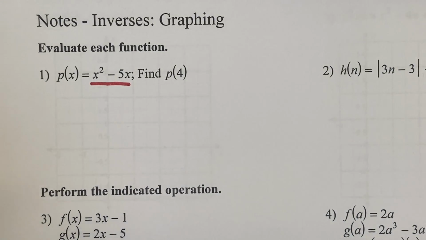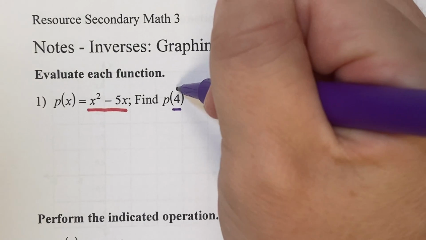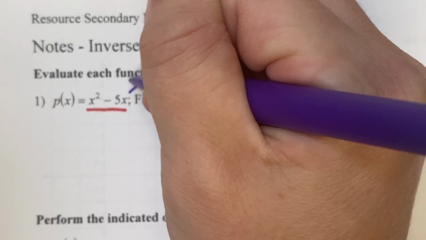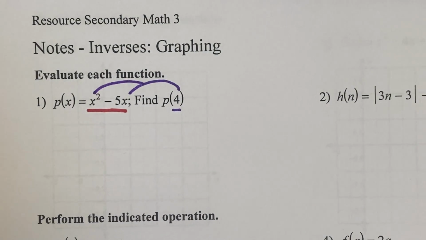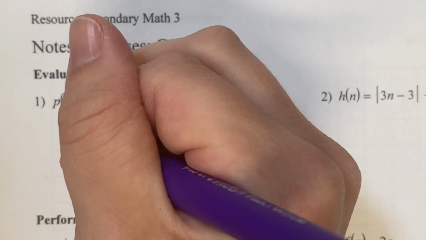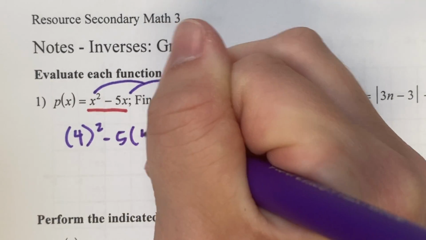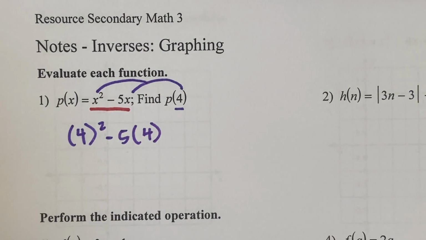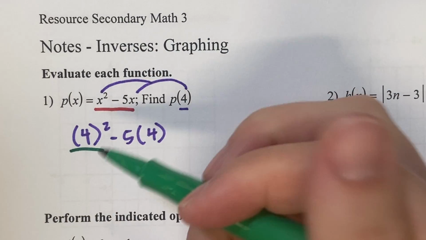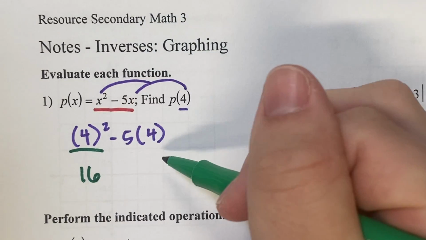And then we have a value that it wants us to take and plug in to all the x's that we see. So now I have plugging in 4 for every x. This would be 4 squared minus 5 times 4. Well then we can just evaluate this. 4 squared, remember follow PEMDAS here, order of operations. 4 squared is going to be 16.